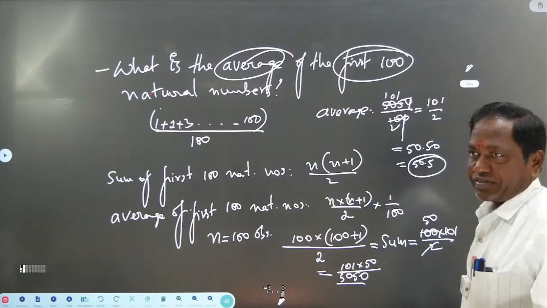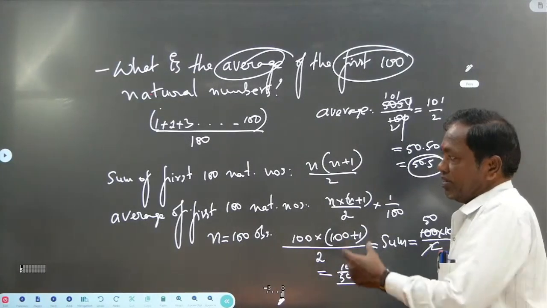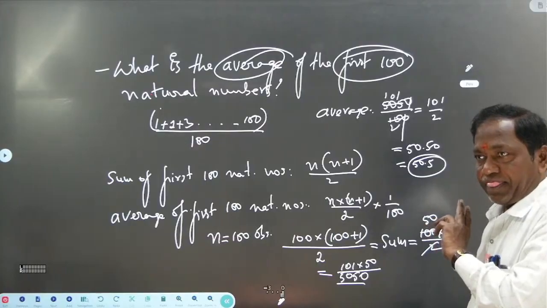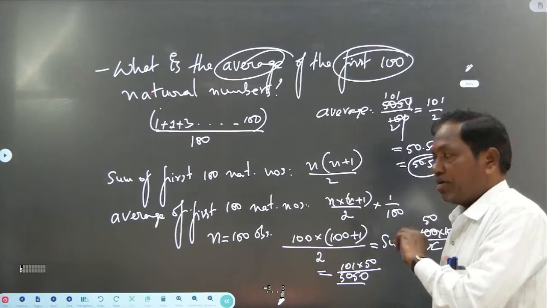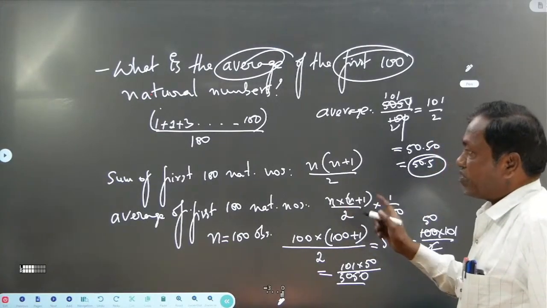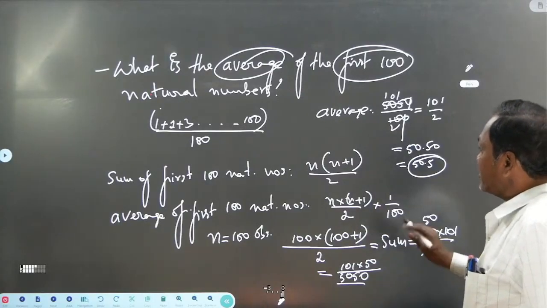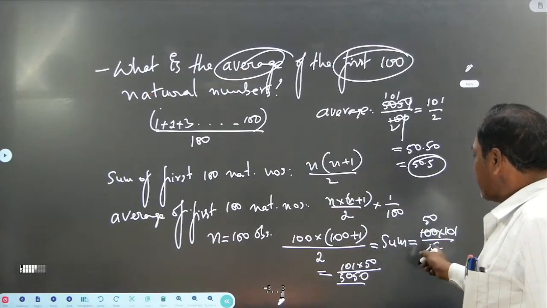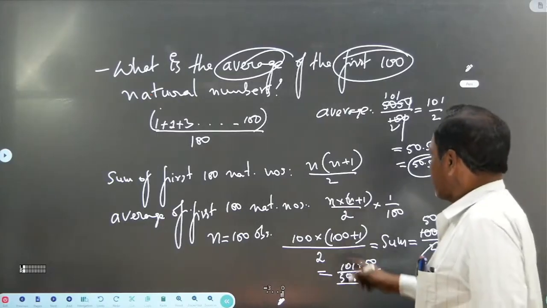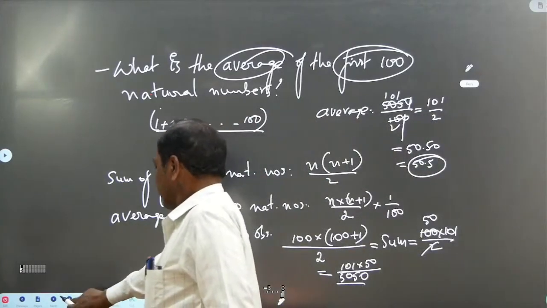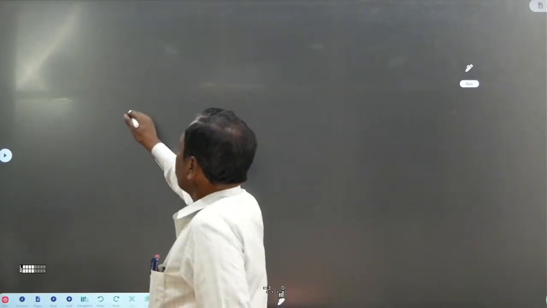This is a lengthy process, but I don't say this formula is not required. It is very much required. We need to know, that's all. So the sum of first n observations can always be done as n into n plus 1 by 2. But in a simple structure, you can finish it in one step. We have taken too many steps here.